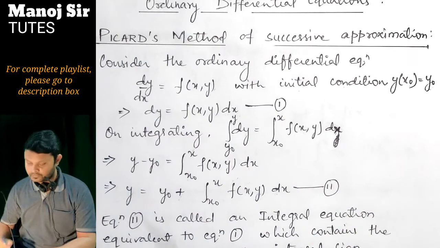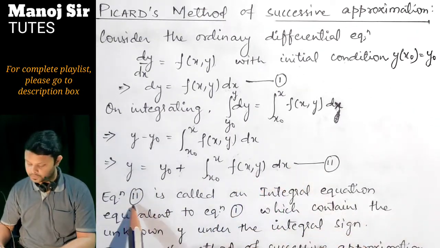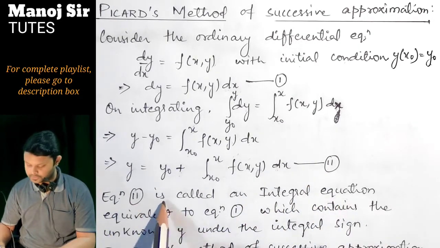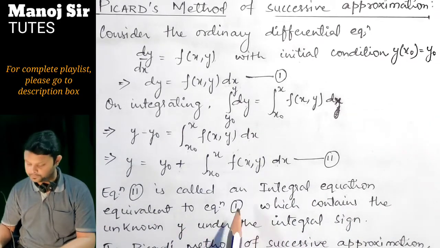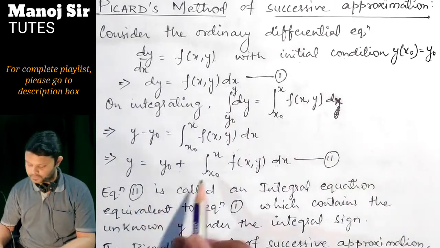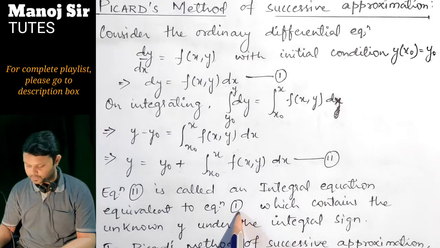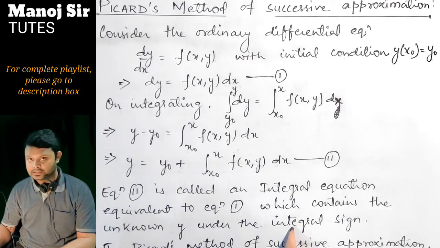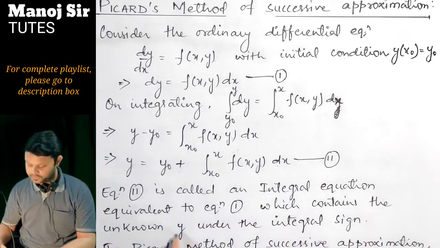Equation number 2 is known as an integral equation, which is equivalent to equation number 1. This equation contains the unknown y under the integral sign.